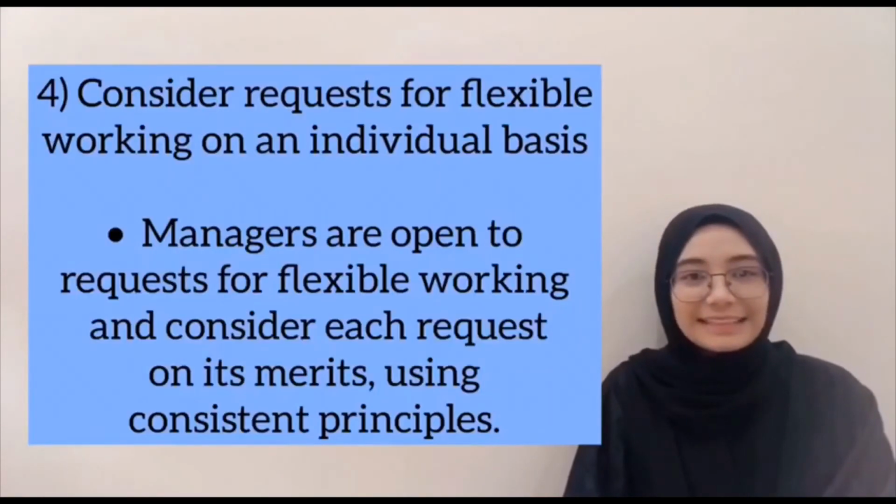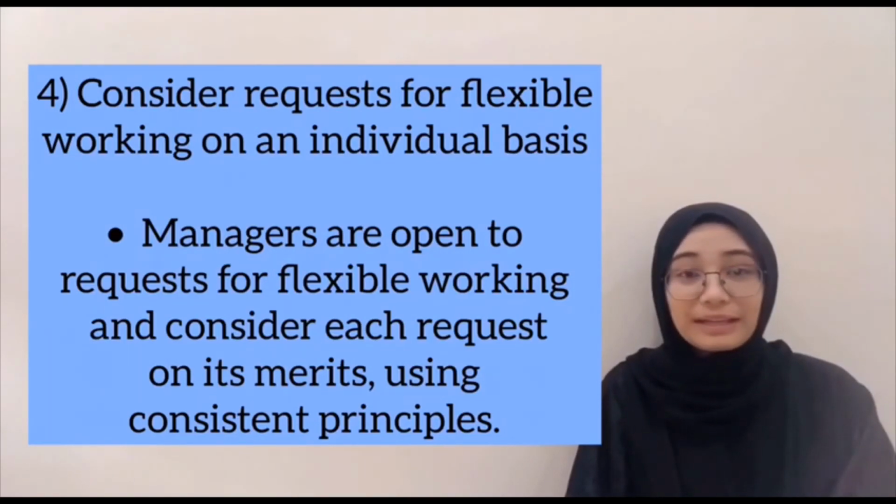Lastly, the employees could consider requesting flexible working on an individual basis, such that managers are open to requests for flexible working and consider each request on its merits using consistent principles. The key to facilitating flexible work rests with managers' willingness to exhibit a trusting and results-oriented work style in which productivity is measured based on work product rather than work practices.